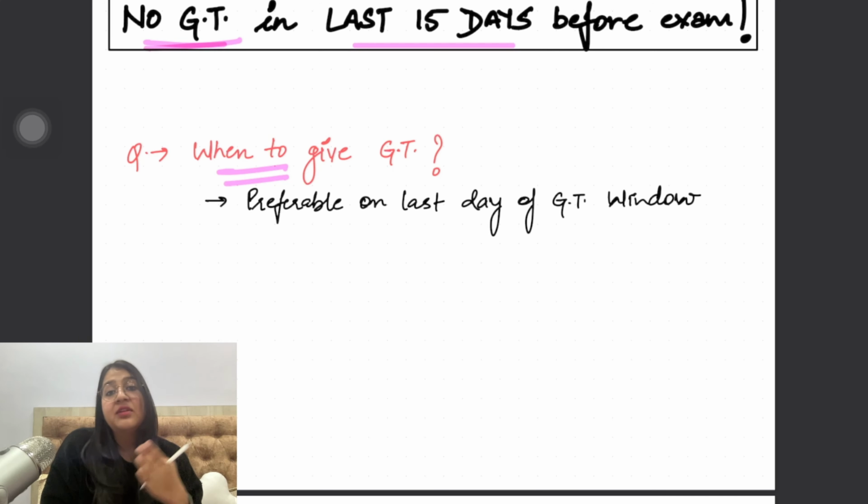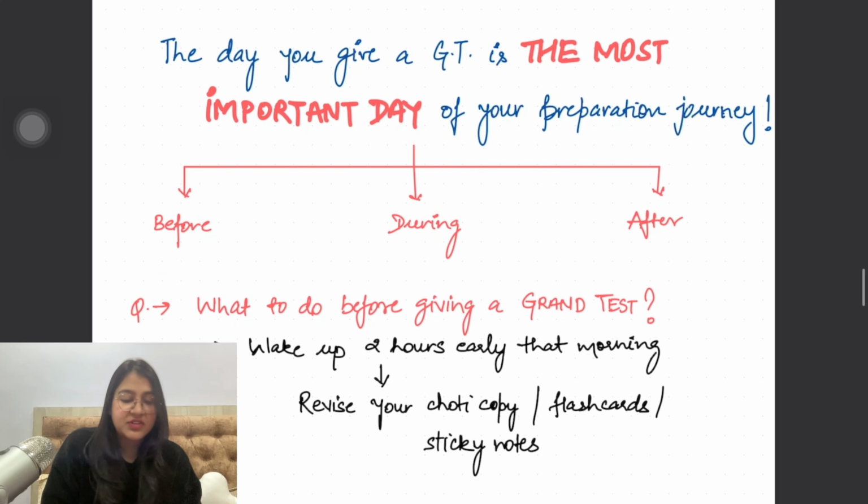If you are giving a GT on, let's say, the first day of the GT window, then you have to wait for 1 week before the solutions are uploaded, and by that time you would have forgotten half of the questions and you would have forgotten the mindset and your thought process जो आपने किसी क्वेश्चन को सॉल्व करते टाइम यूज़ किया था. So it's preferred that you give GT on the last day of the GT window.